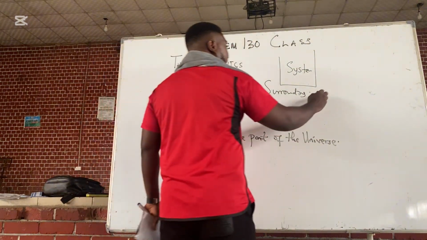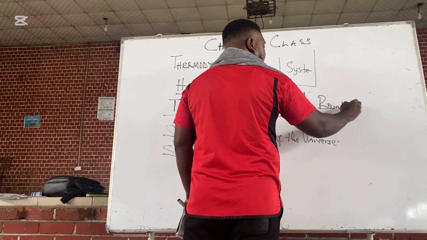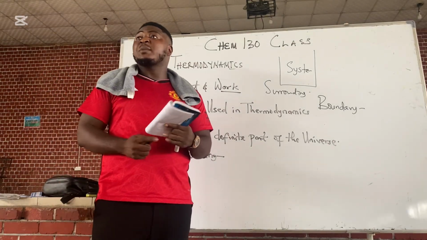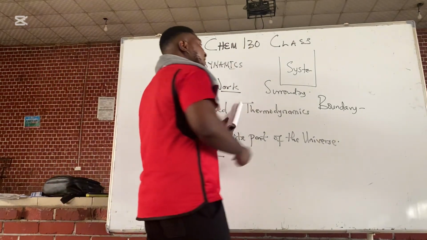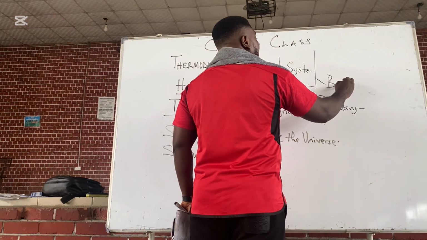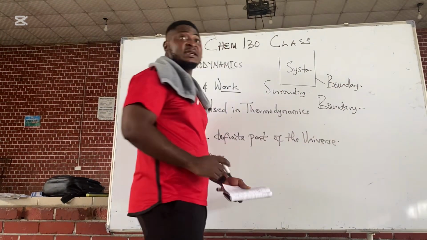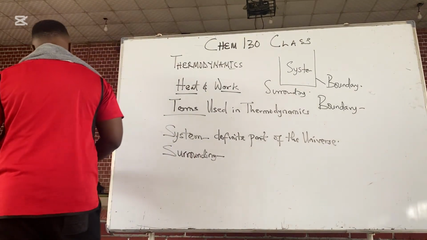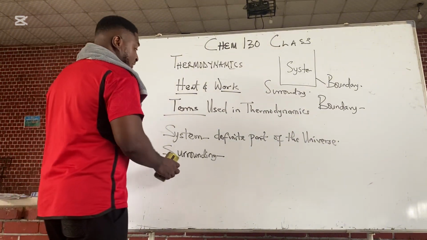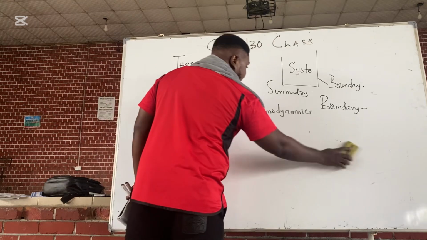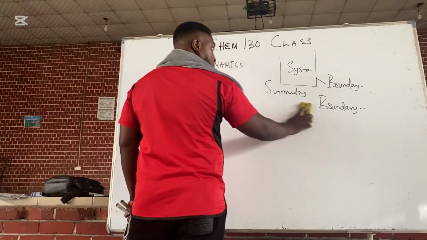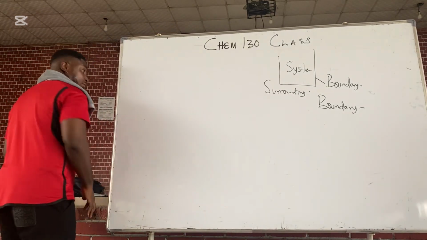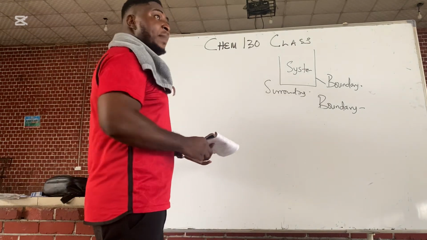We also have what we call the boundary. Class, the boundary is the separation between the system and the surrounding. What separates the system from the surrounding is called the what? Boundary. Boundary is the separation between the system and the what? Surrounding. Boundary is the separation between the system and the surrounding.